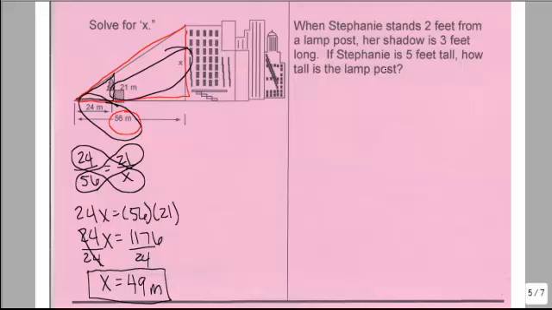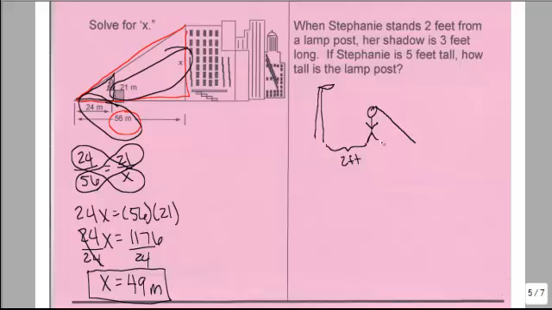This next one is a word problem, so you need to actually draw it out. When Stephanie stands 2 feet away from a lamppost, her shadow is 3 feet long. If Stephanie is 5 feet tall, how tall is the lamppost? So we have a lamppost. It's a beautiful drawing, right? And then we have Stephanie. I know she's got some curves, right? When Stephanie stands 2 feet from the lamppost, that means this distance is 2 feet. Her shadow is 3 feet long.